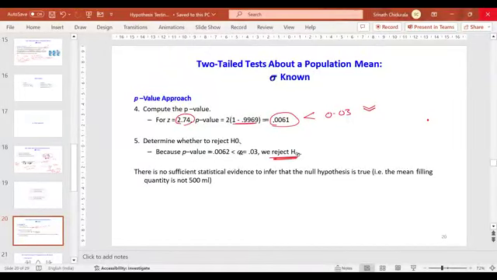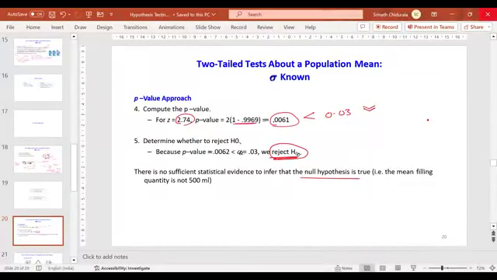Now how will we infer this test? We say that there is no sufficient statistical evidence to infer that the null hypothesis is true. Depending on the way we have developed the hypothesis and understood the problem, accordingly we have to write down the inference. Here we are saying there is no statistical evidence to infer that my null hypothesis is true. That's the reason we are rejecting the null hypothesis and going with the alternate hypothesis.